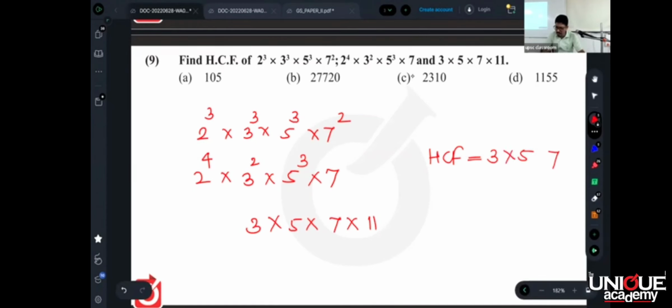Is it clear? So as you have written in your notebook, for finding FCF of numbers in exponential form, we have to take only the common bases in all the given expressions with their minimum powers. So what are the minimum powers of 3, 5, and 7? Here, 3's power is 3 in the first number. In the second, it is 3 square. In the third number, nothing is mentioned, that is 1. So the minimum is 1. So 3's power is 1. Then 5's power in the third number is minimum 1. And 7 again has minimum power 1 in the third number. So we need to do only 3 into 5 into 7. That gives you 105. Is it clear?